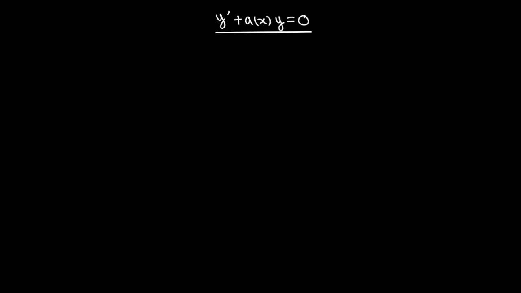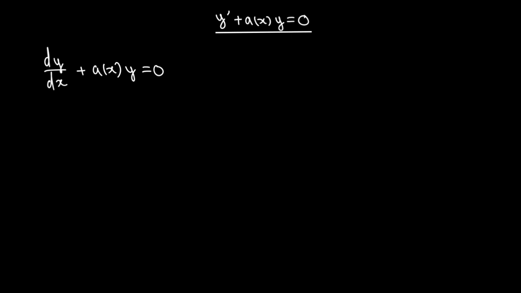Now, the first thing you need to do when you have this type of equation is change the prime notation with the d by dx notation. In other words, we have dy by dx plus a of x y is equal to 0. So notice that I've just changed the prime with the d by dx. And the reason we do that is to better understand how we will use integration later on.